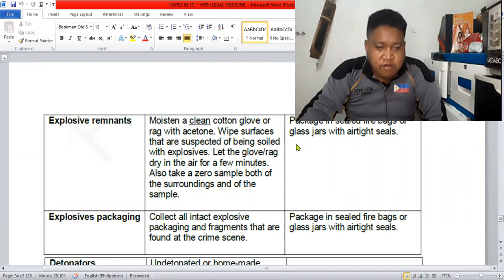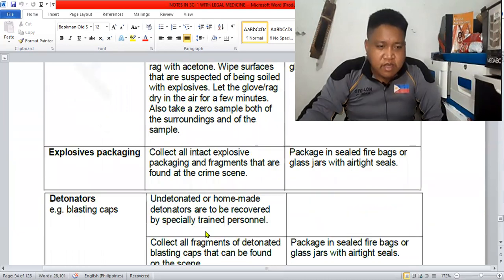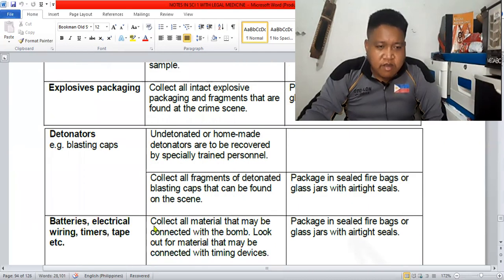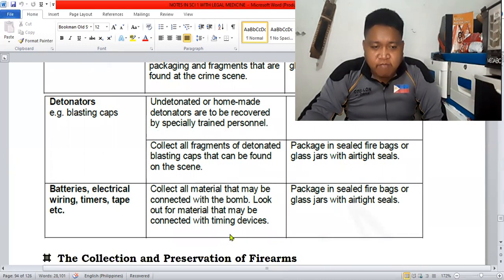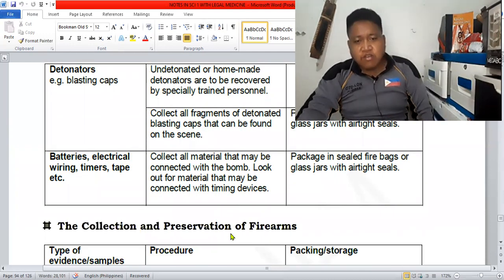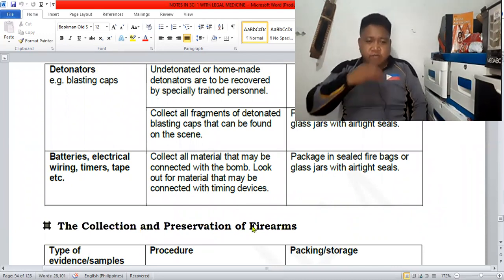Pag explosive remnants. Explosive packaging, collect all intact explosive packaging and fragments that are found at the crime scene. Detonators, undetonated or homemade detonators are to be recovered. Okay, batteries, electrical wirings, collect all the materials that may be connected with the bomb. Okay. Next, collection and preservation of firearms.